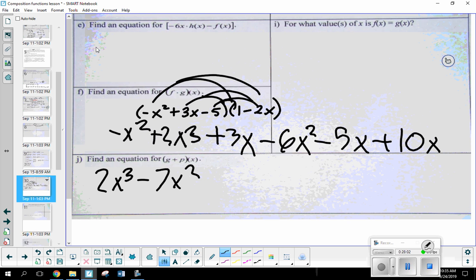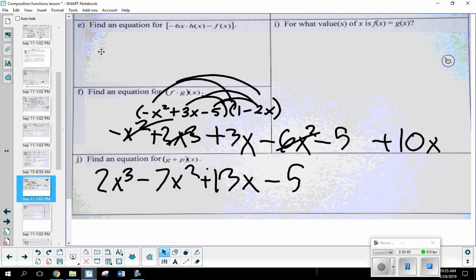Okay, so we have 2x cubed. Oh, and he is correct. I think that last 5 right there should just be a 5 and not 5x. So that actually changes it to how many x's? 13x. There we go. Minus 5. We can't go any further. That is it. Perfect.